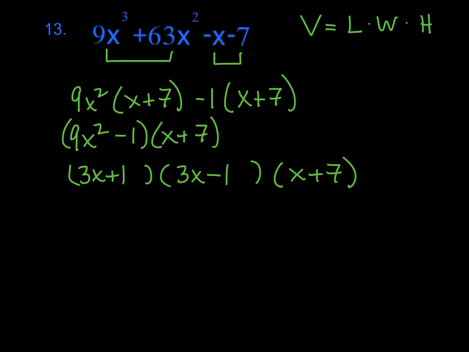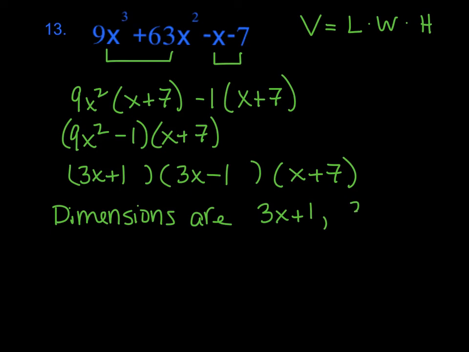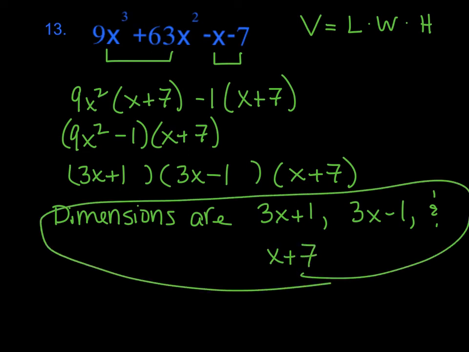Now we match up 1, 2, 3, 1, 2, 3. Perfect. All right, so when they're asking for the dimensions, you would say the dimensions, and again, don't assign one of them to be the length and one of them to be the width and one of them to be the height. Just say the dimensions are 3x plus 1, 3x minus 1, and x plus 7. And those are the dimensions of that rectangular prism.